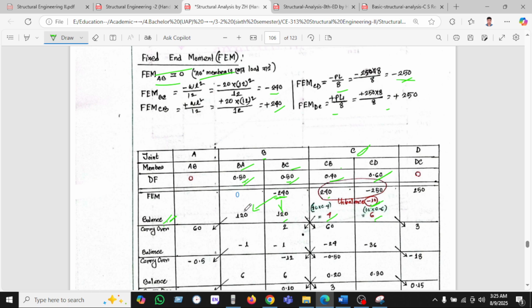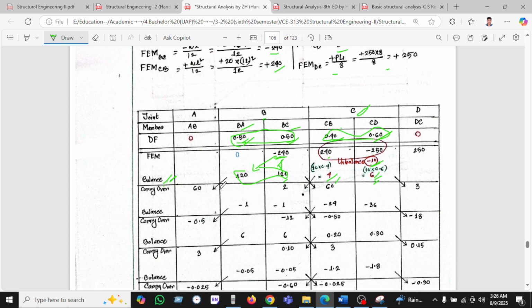As with the 120 and 120, the sum is 240, and it will be minus, because this is the distribution factor. But the distribution factor is different here, 0.40 and 0.60. That's why this is the 6 and this is the 4. Now we can go to carryover.